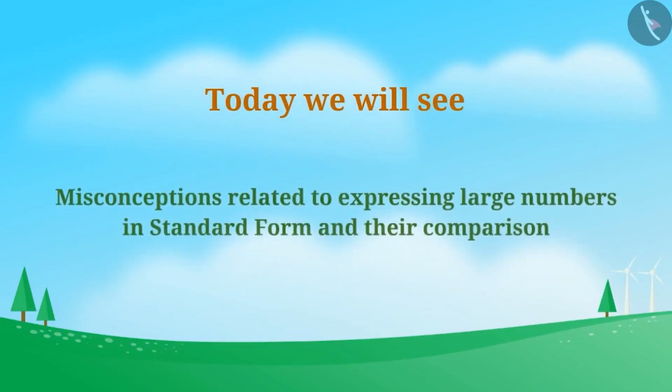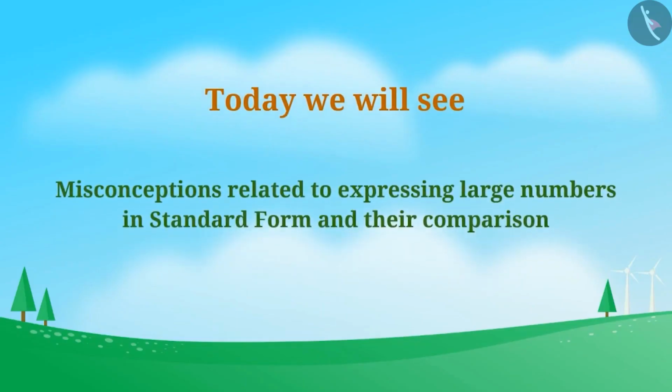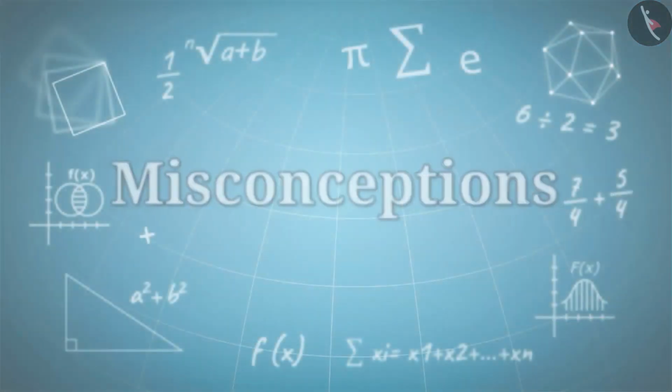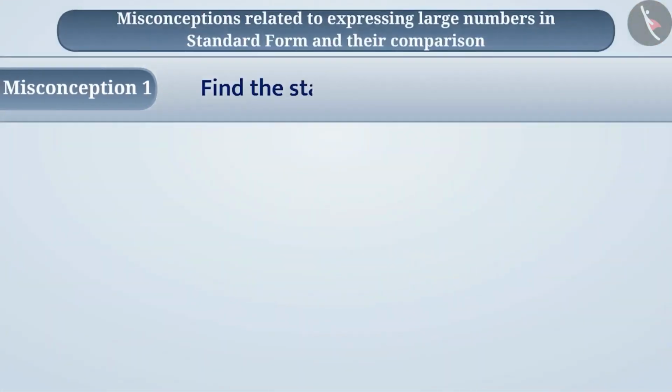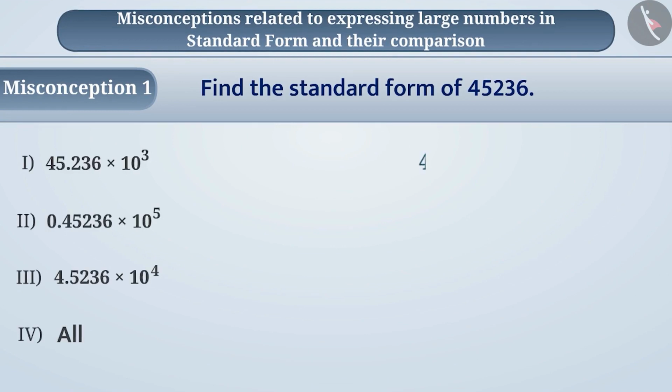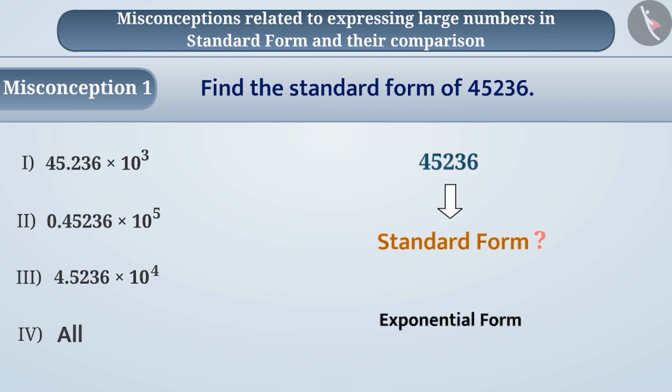Today, we will see some misconceptions related to expressing large numbers in their standard form and their comparison. Misconception 1. Find the standard form of the number 45,236. Some students, while expressing the number 45,236 in standard form, fail to understand the concept of standard form altogether. They consider any exponential form to be the standard form of a number.